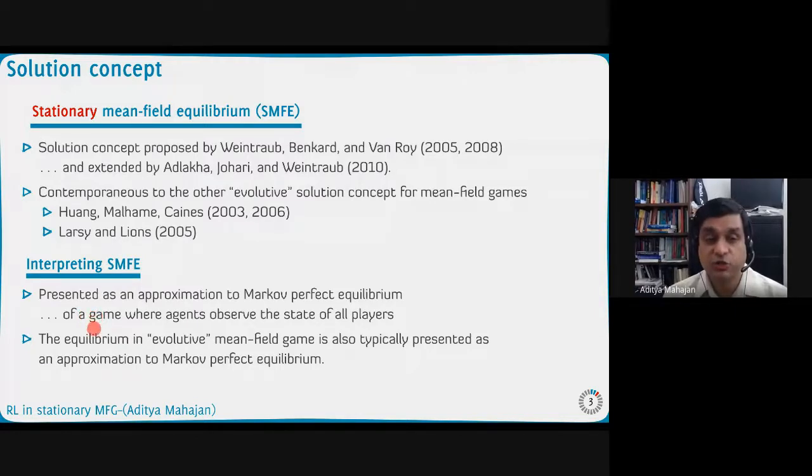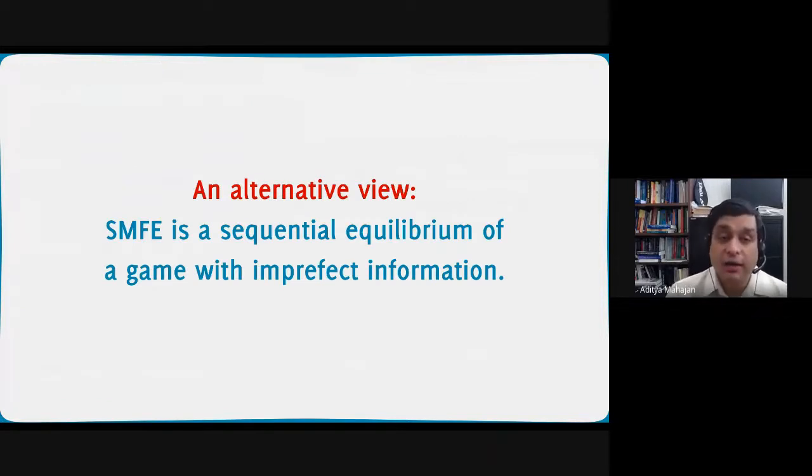This is a similar notion which is used in the evolutive mean field game, which is also typically presented as an approximation to a Markov perfect equilibrium. However, I think that there is another way to interpret stationary mean field equilibrium, and that's how I'm going to present it in this talk. I'm going to view a stationary mean field equilibrium as a sequential equilibrium of a game with imperfect information.